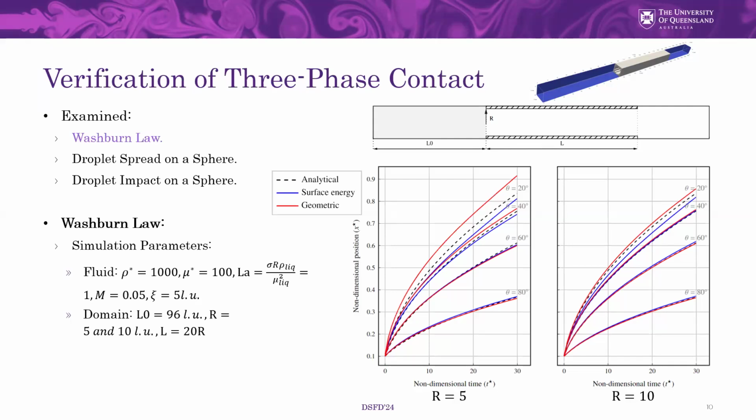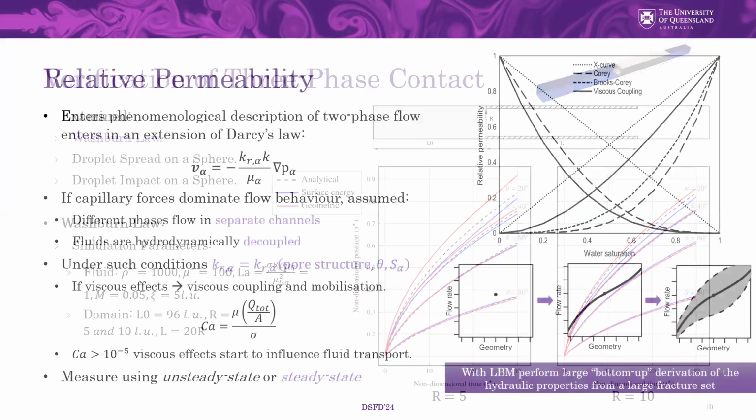Some of the other parameters that we have for the simulation can be seen on the side. So we do achieve high density ratios quite comfortably with this model, which is a nice aspect in comparison to a number of other multi-phase lattice Boltzmann models.